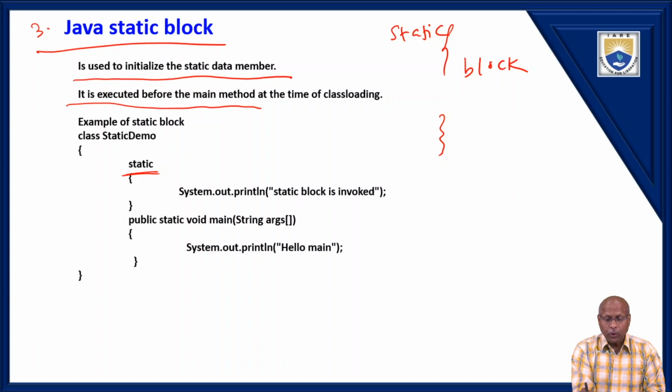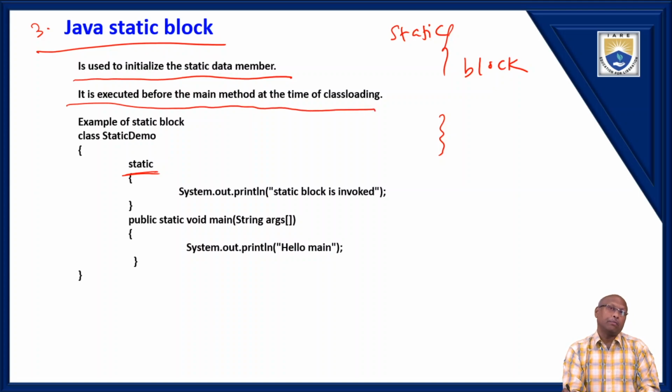It is executed before the main method at the time of class loading, before the driver method. That means before the main method, this block will execute. So first the control goes to the static block, then it comes to the main method. Generally, this is the control flow structure in Java. Now you can see a small demo.